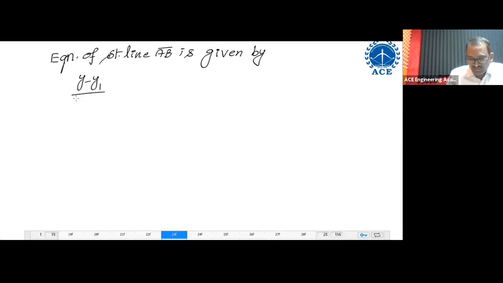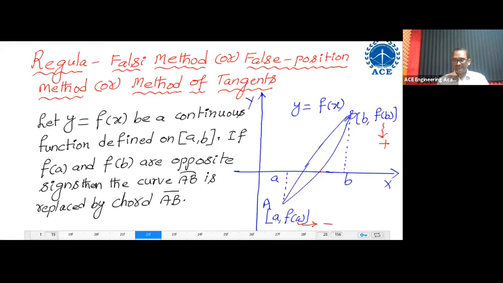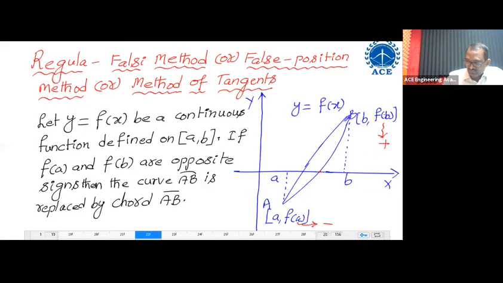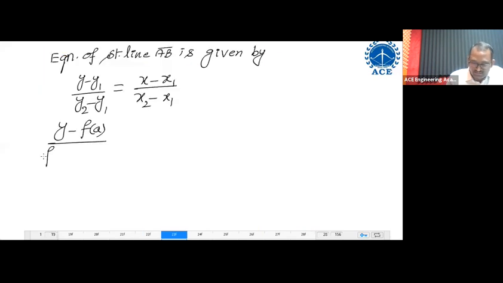Equation of the straight line formula: (y minus y1) by (y2 minus y1) is equal to (x minus x1) by (x2 minus x1). This is x1, y1. This is x2, y2. Substitute x1, y1, x2, y2. Y minus y1, y1 means f of a. Y2 minus y1, that is f of b minus f of a.